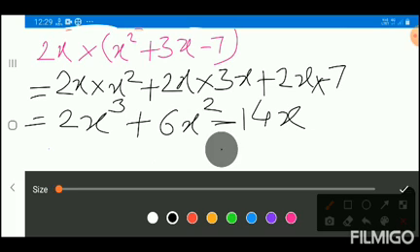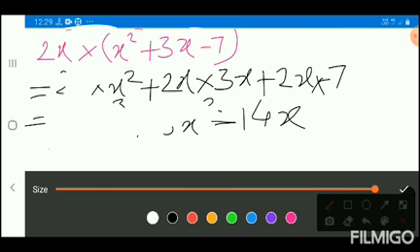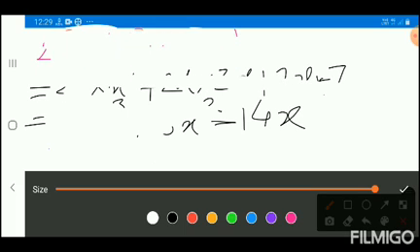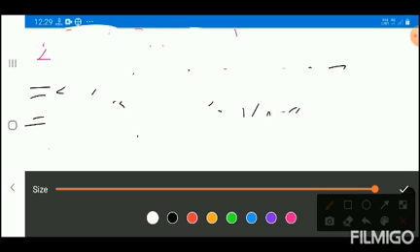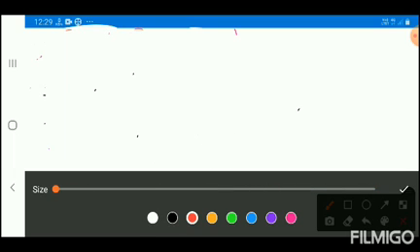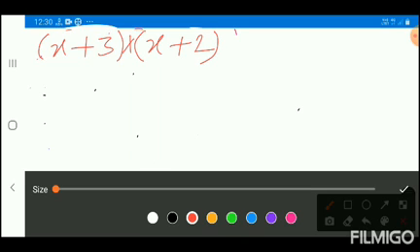Now we'll see one more example: multiplying binomial by binomial. So we'll write the example. x plus 3 and another bracket, multiply x plus 2. Here the middle is the multiplication sign. Okay, is equal to.